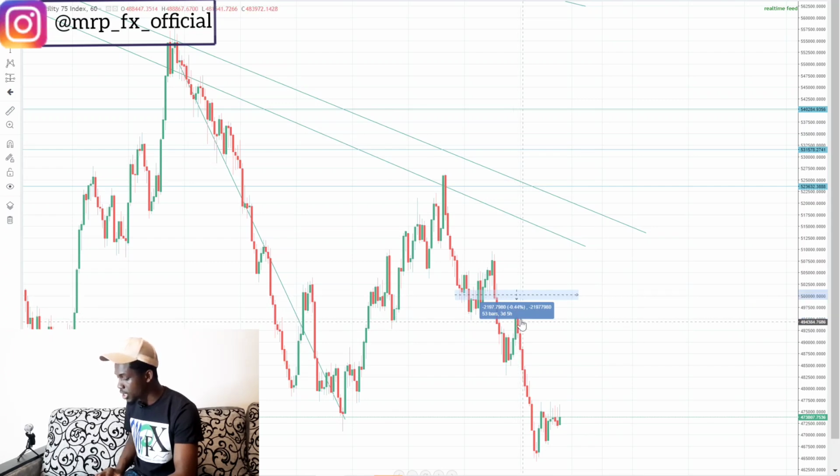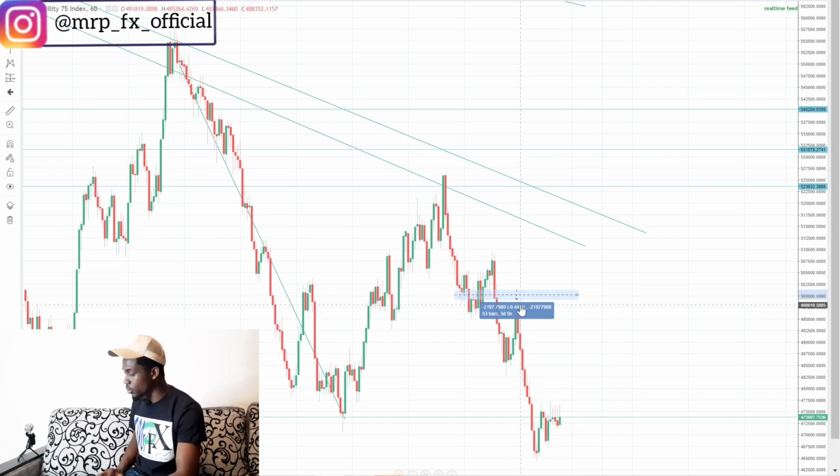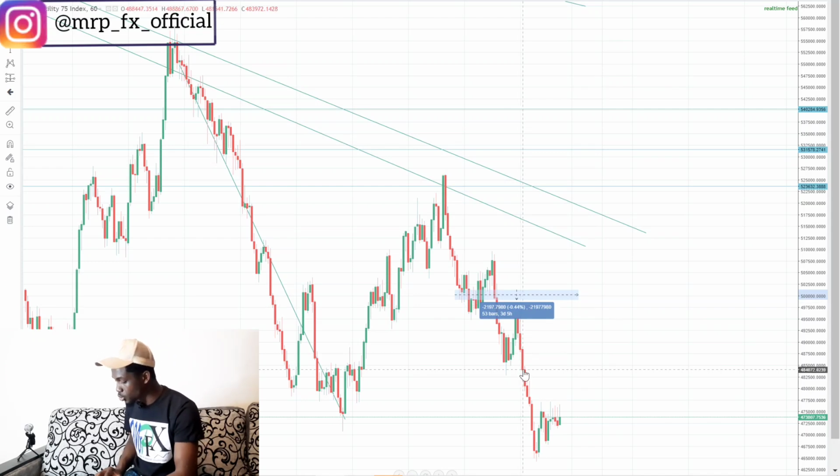In case it crosses my first level, it can go and hit my stop loss if it wants to, but in this case it didn't, so it dropped down again through to the next level.